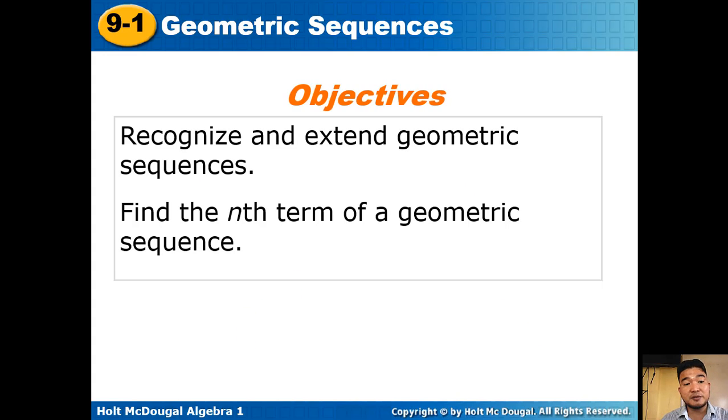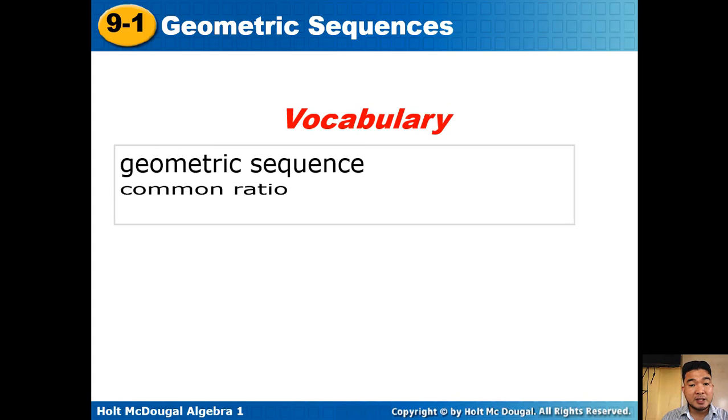So the objectives of this video lesson are the following. Recognize and extend geometric sequences. Find the nth term of a geometric sequence. By the way, this PowerPoint presentation is from Holt McDougall Algebra 1. The vocabulary: geometric sequence and common ratio.